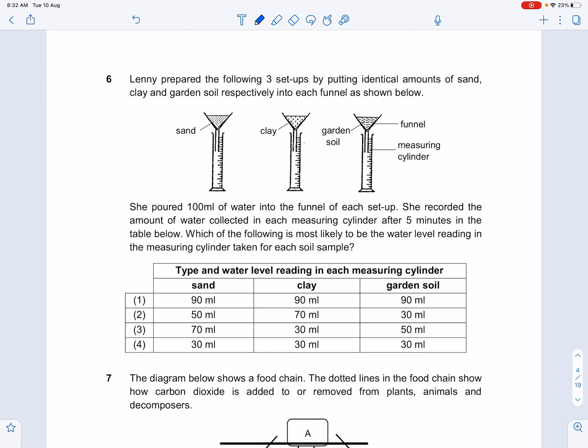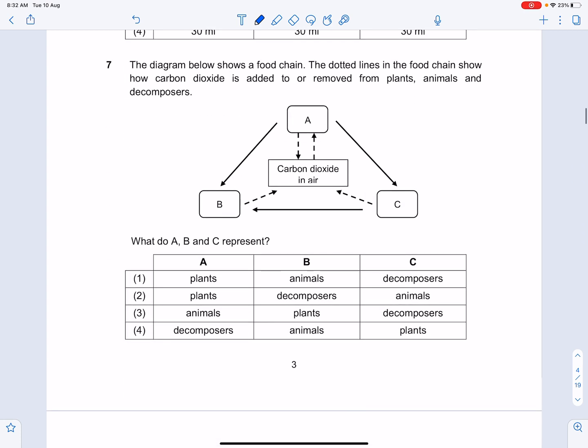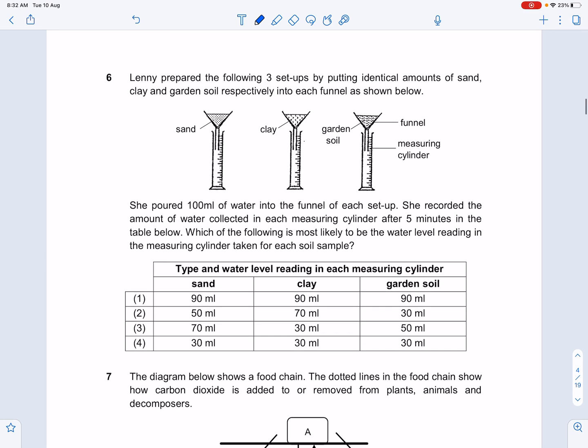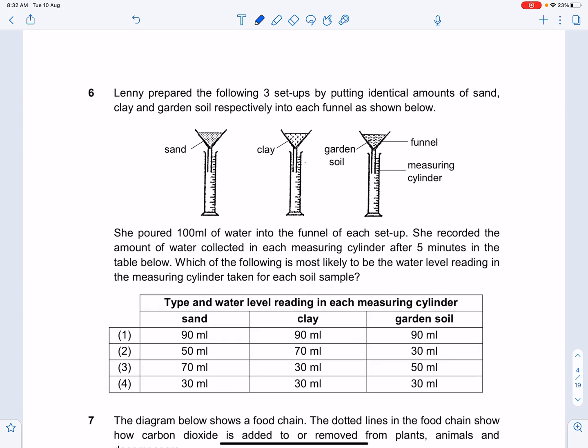Okay, moving on to question 6. Lenny prepared 3 setups by putting identical amounts of sand, clay, and garden soil respectively in each funnel. She poured 100 ml of water into each funnel. She recorded the amount of water collected in each measuring cylinder after 5 minutes. Which of the following is most likely to be the water level reading for each soil sample?